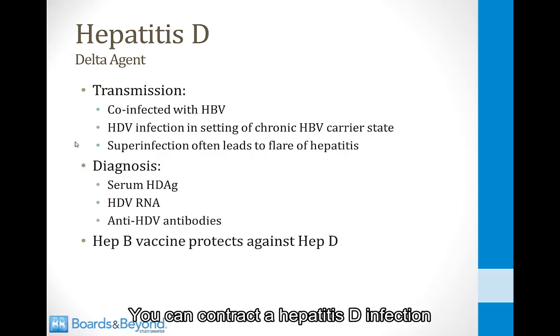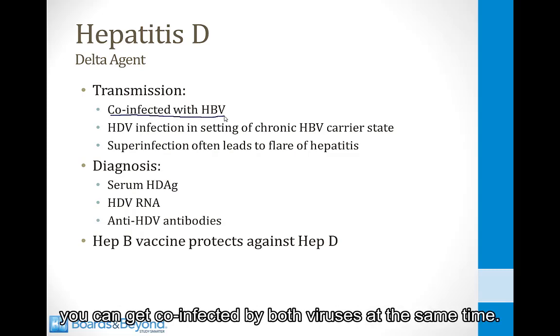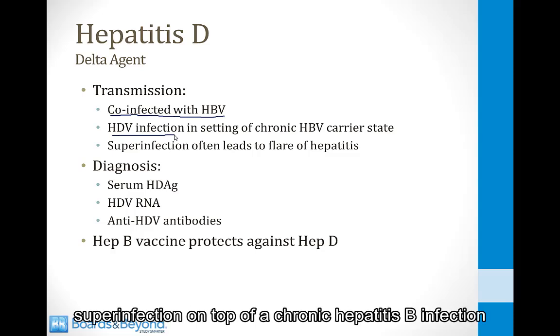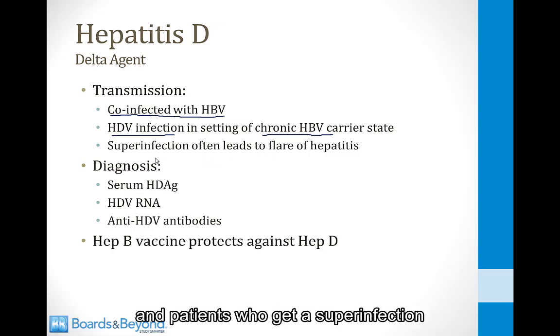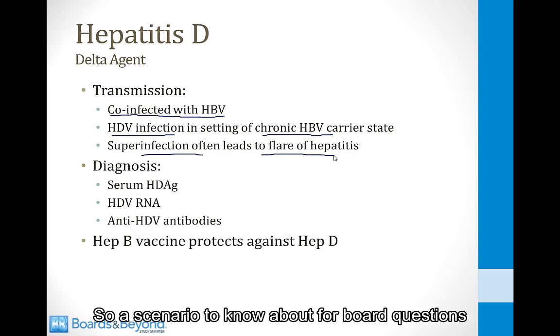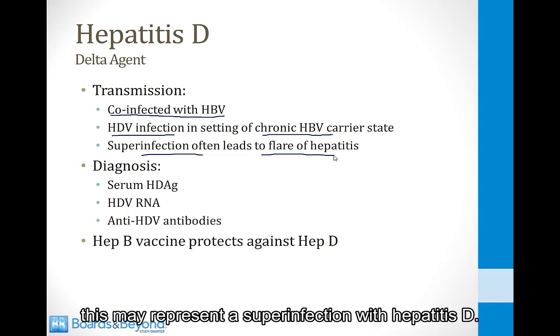You can't contract a hepatitis D infection without hepatitis B. You can get co-infected by both viruses at the same time. You also can get a hepatitis D virus superinfection on top of a chronic hepatitis B infection. And patients who get a superinfection often get a flare of their hepatitis. So a scenario to know about for board questions is someone who has chronic hepatitis B and then gets a flare of acute hepatitis. This may represent a superinfection with hepatitis D.